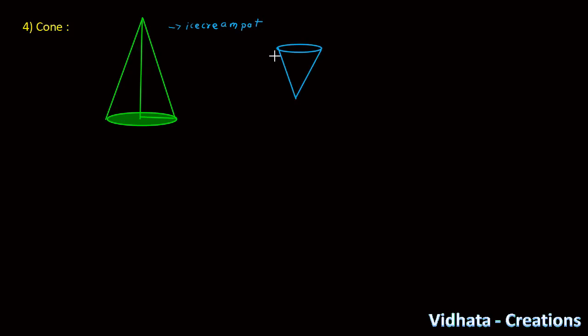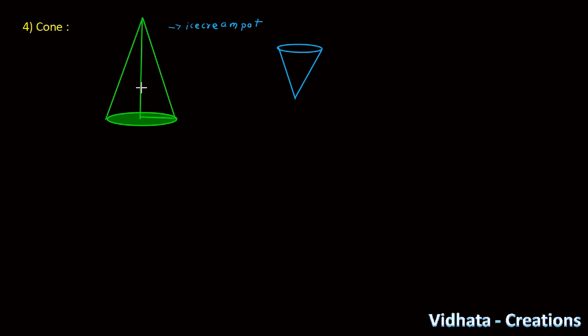And many times you have seen the cap of a joker. It looks like a cap of a joker, but our ice cream pot and the cap of a joker are not closed over here, while this cone is closed over here with the help of a circular plate. This is the difference between a cone and an ice cream pot. This type of figure, which is hollow inside but has this shape, is called a cone.